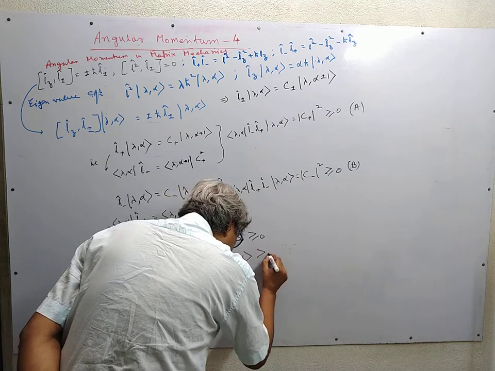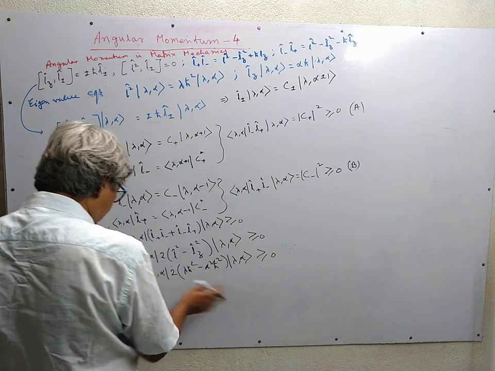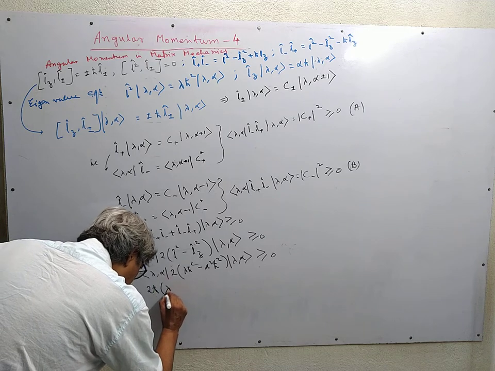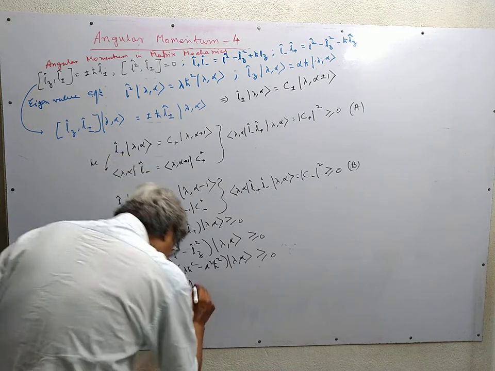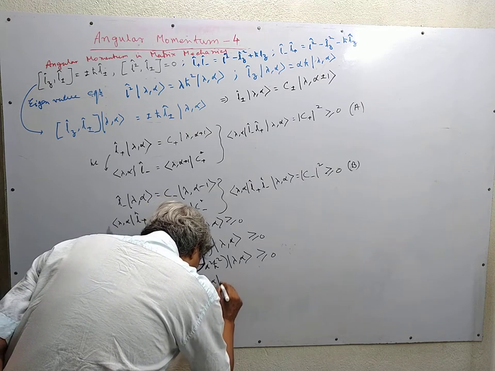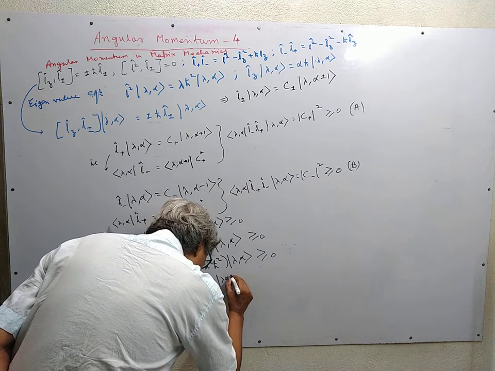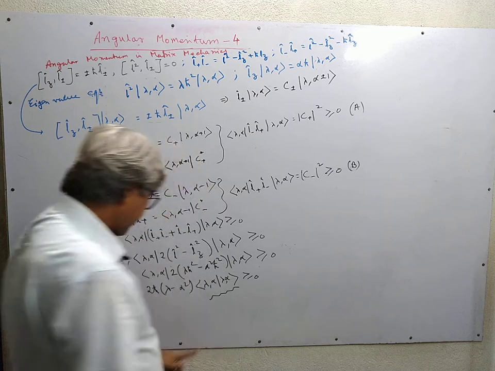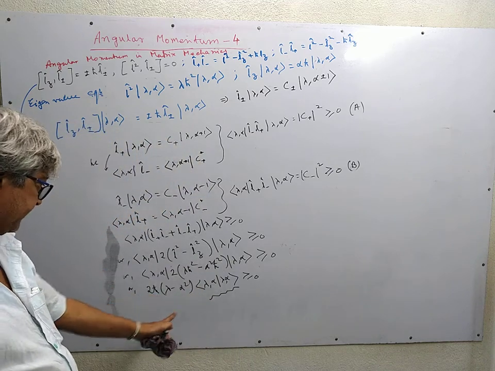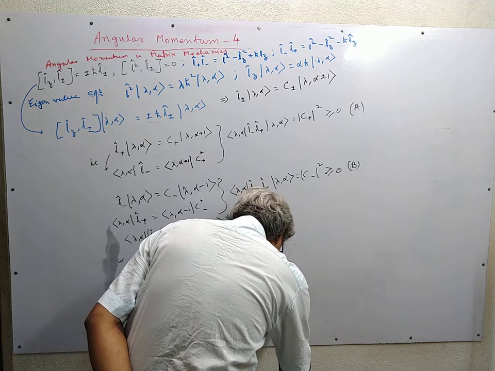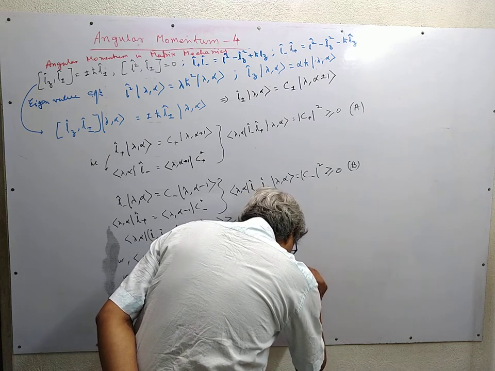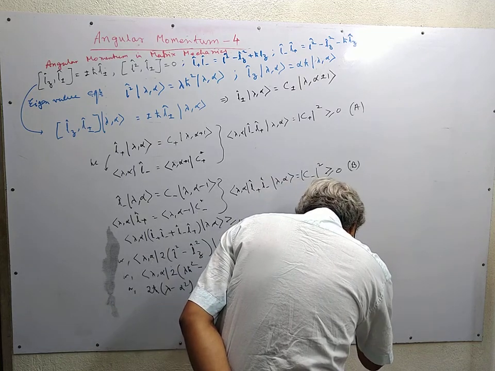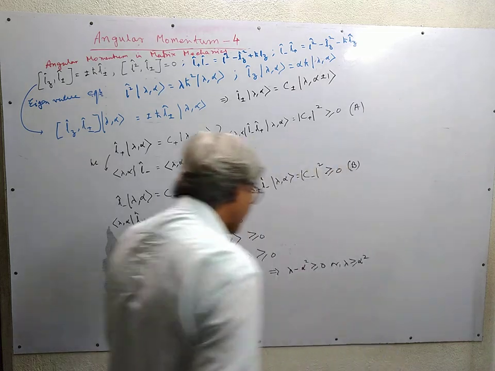Lambda alpha is greater than or equal to 0. Since this is a scalar, it is taken out, so this is twice ħ square lambda minus alpha square, and then we have lambda alpha. This is a non-negative quantity because it is the norm of the vector, which indicates that lambda minus alpha square is greater than or equal to 0, or lambda is greater than or equal to alpha square.